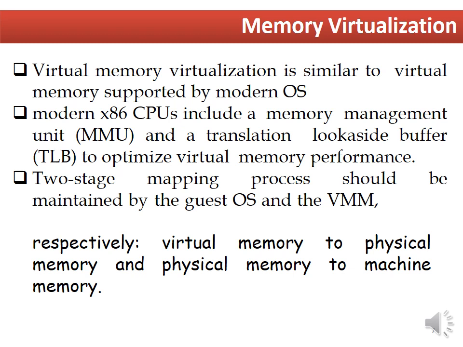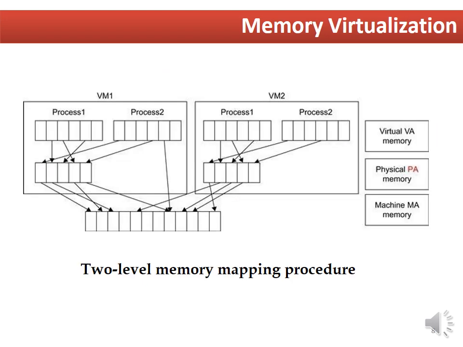So memory virtualization is similar to the virtual memory supported by modern OS. A two-stage mapping process should be maintained by the guest OS and the hypervisor respectively: virtual memory to physical memory, and physical memory to machine memory. How does it look? It's a two-level memory mapping procedure. In the first VM we will have process 1, process 2 and so on. There is the virtual VA memory and the physical PA memory. Machine memory is denoted by MA. All the processes will be mapped from virtual to physical memory.